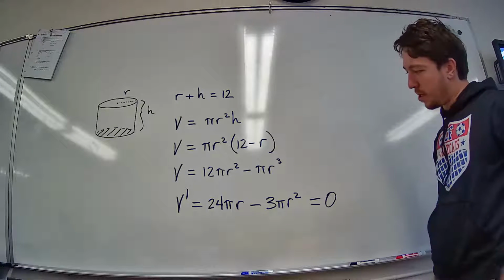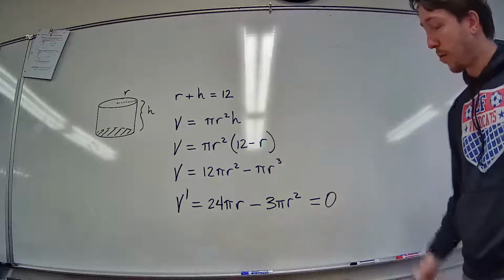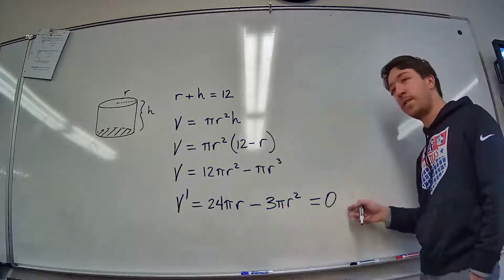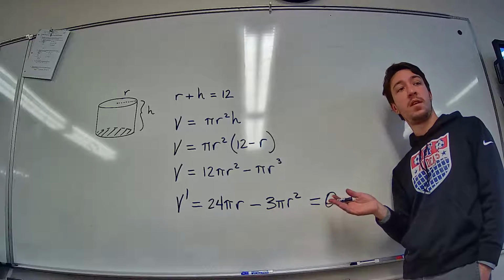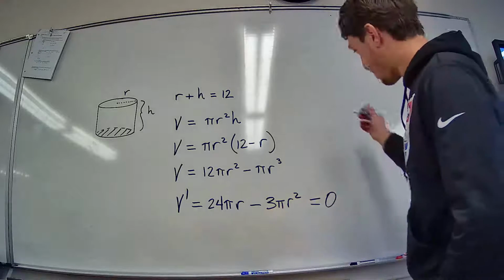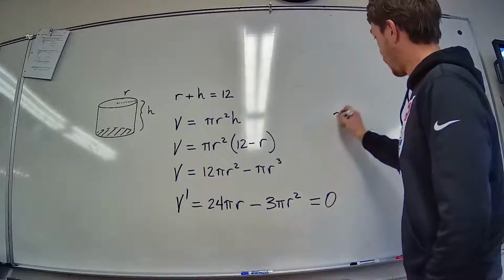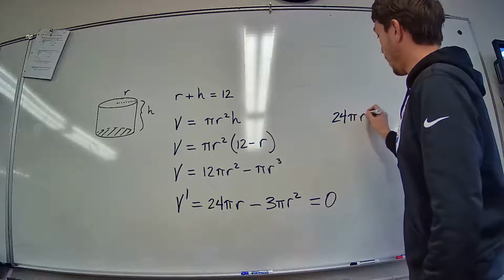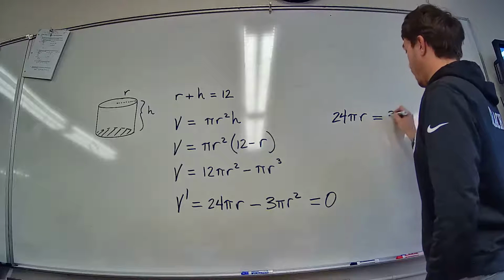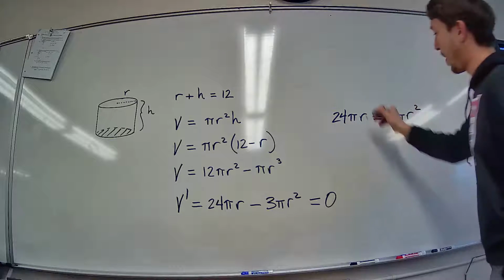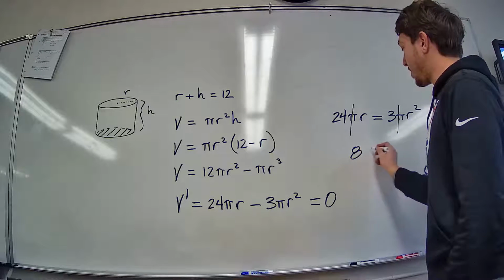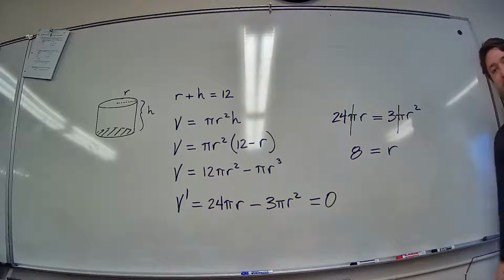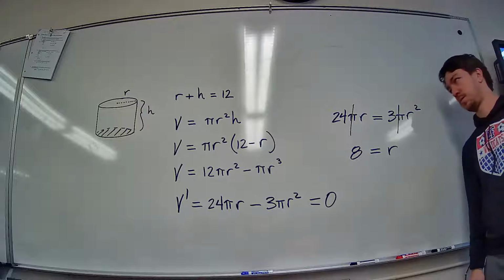It's up to you. If you feel like it's easier to factor out a term, great. If you feel like it's easier to add this over and then divide both sides, that's great. Does anyone have a preference? Take it over? Okay, I'm going to take this over. So 24 times pi times r equals 3 times pi times r squared. Divide both sides by pi, by 3, and by r. That gives 8 equals r. So r is 8.